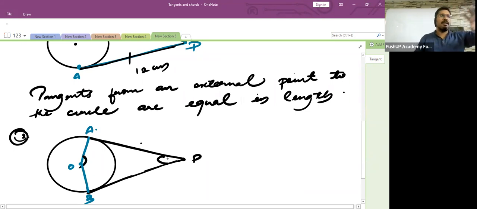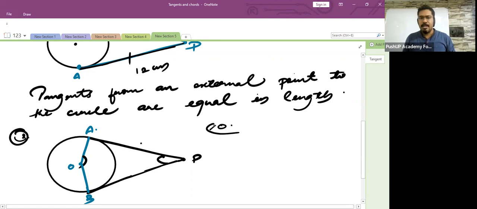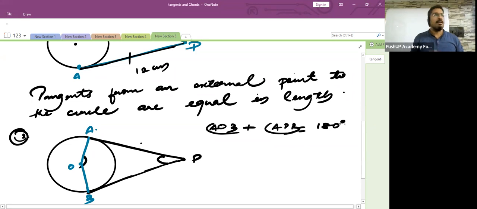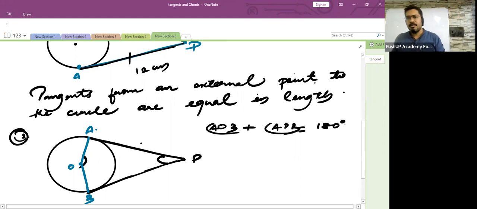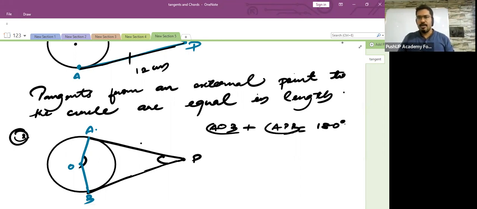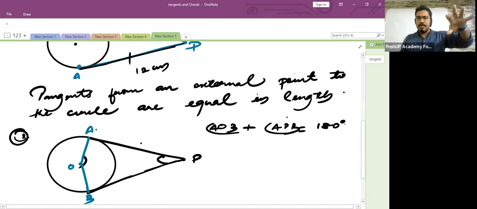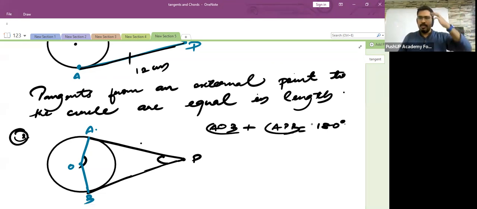What is the result coming out of such a figure, children? The sum of angle AOB and angle APB will always be 180 degrees. That means both these angles are supplementary to each other. Note it down. I'm going to show you why I said so. Just note down this result. Now I'm going to teach you why it is so. Online students, are you all noting down everything in your notebook? Yes, sir. Please make sure that you're noting it down.